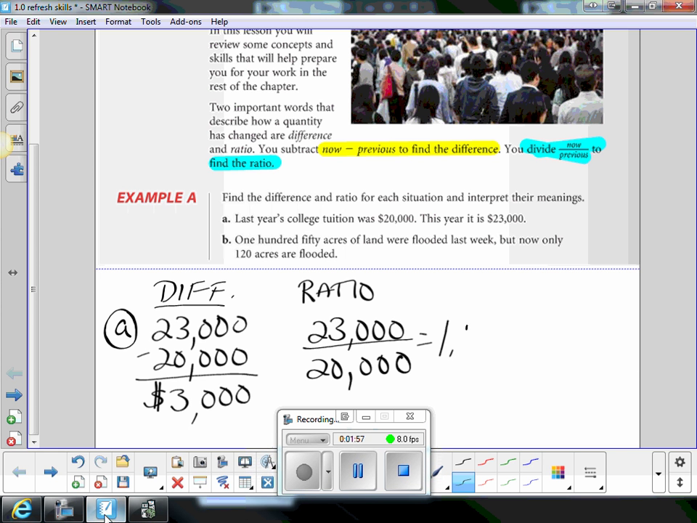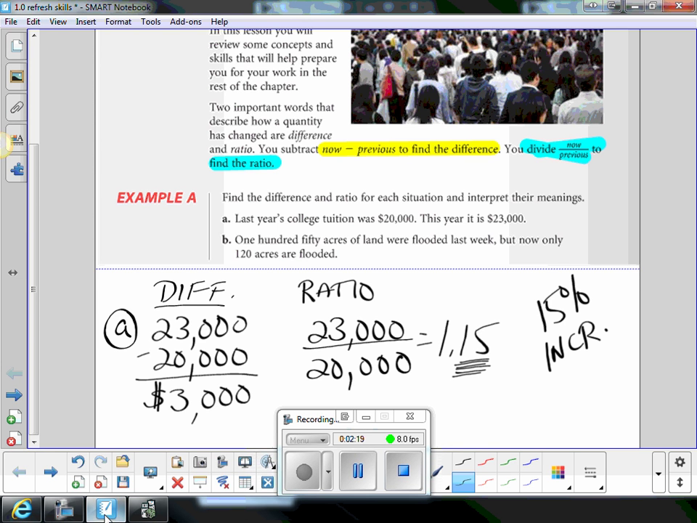It's 1.15. What I meant by percent change, if you take this part that's after the decimal point, that 0.15, that means that the college tuition saw a 15% increase from one year to the next. Keep that in mind because we're going to use it as the chapter goes on.